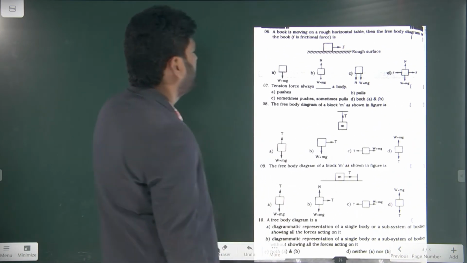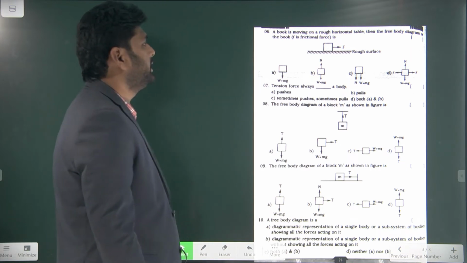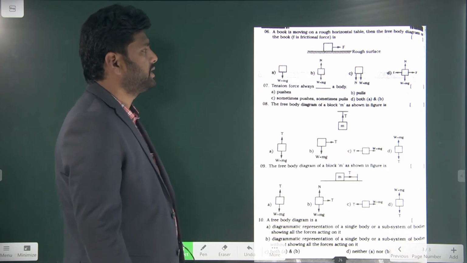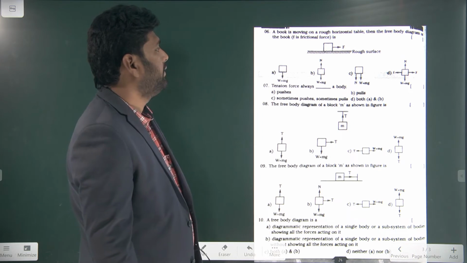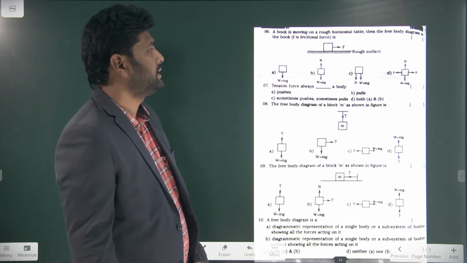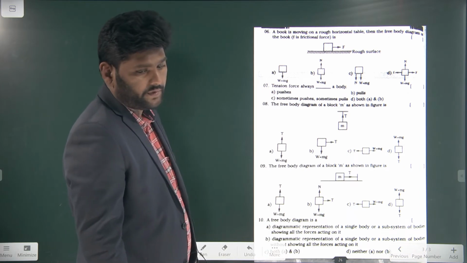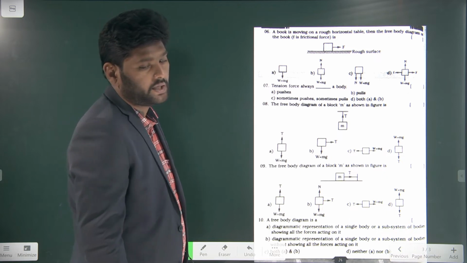A book is moving on a rough horizontal table. In the free body diagram of the book, friction F is a friction force. So now a book is lying on a rough horizontal table. Then the free body diagram of the book. Free body diagram means it is representing the forces which are acting on the body.